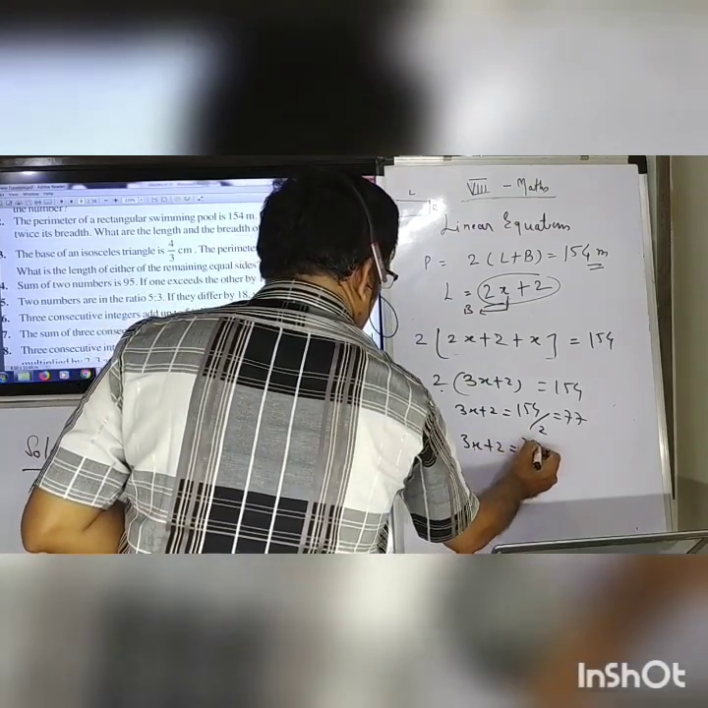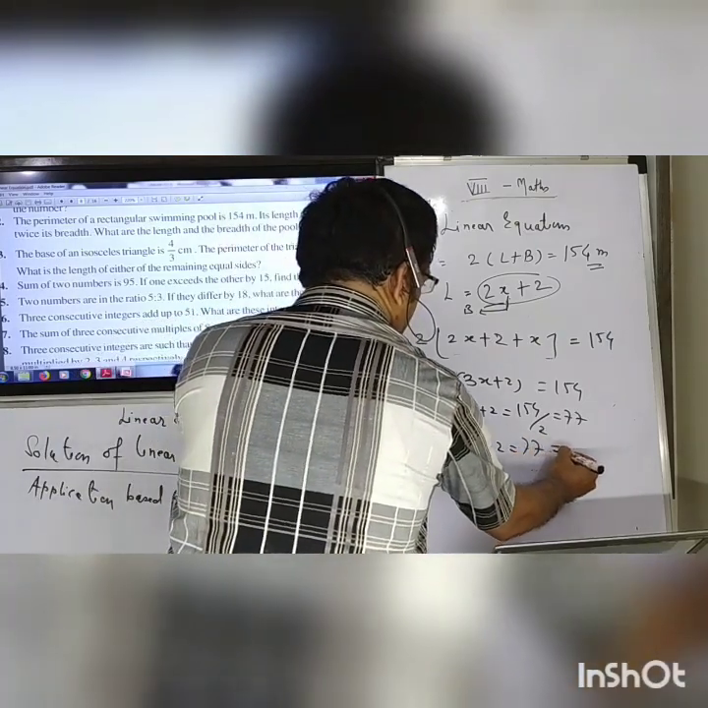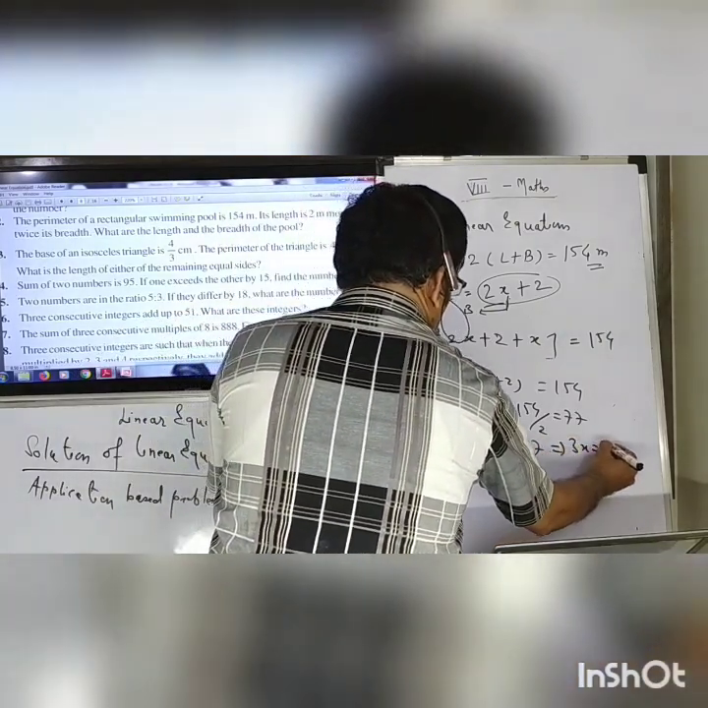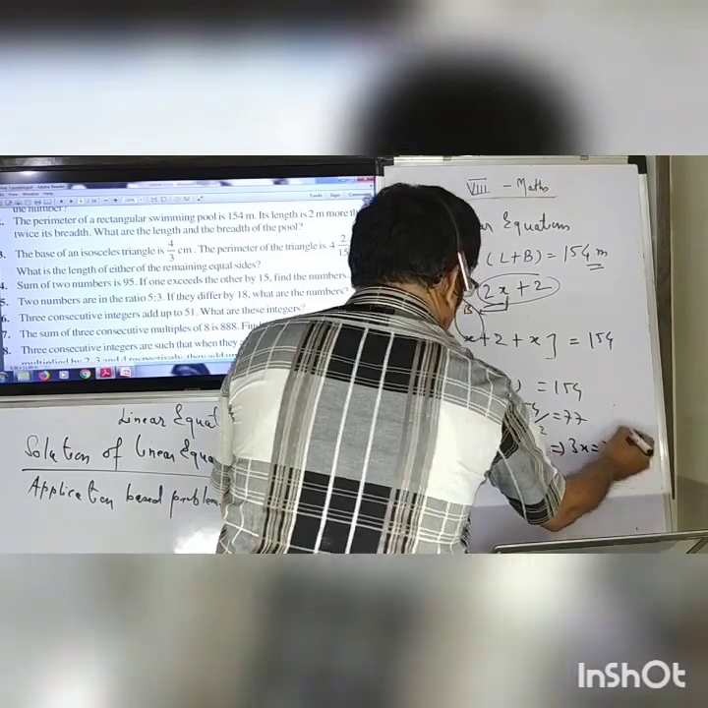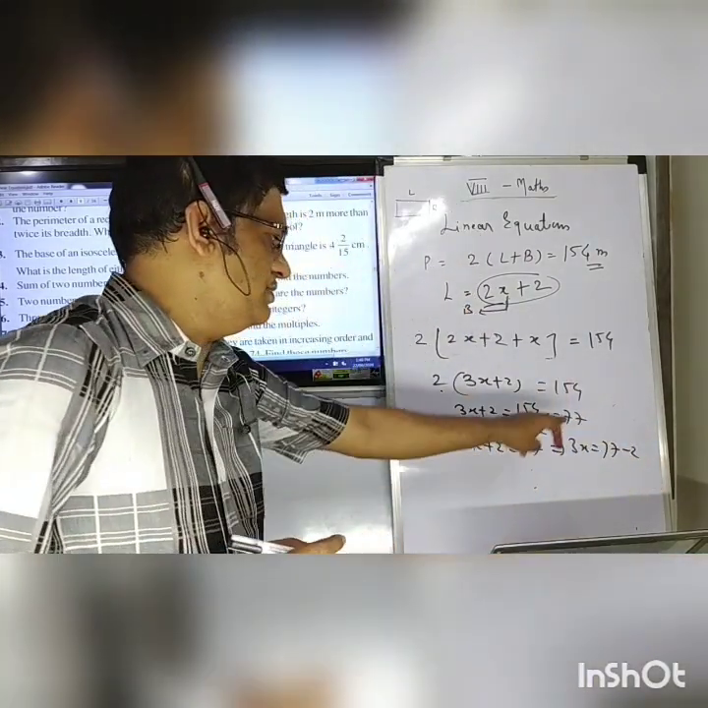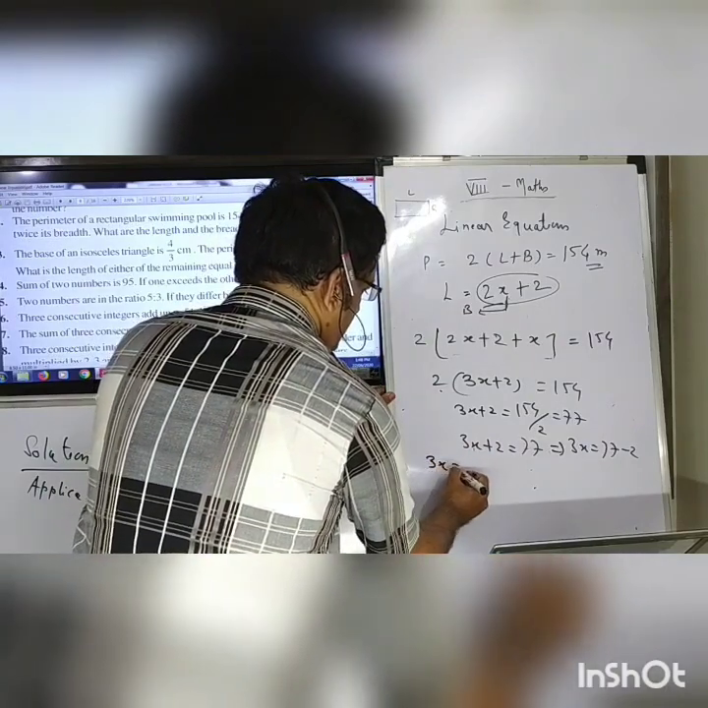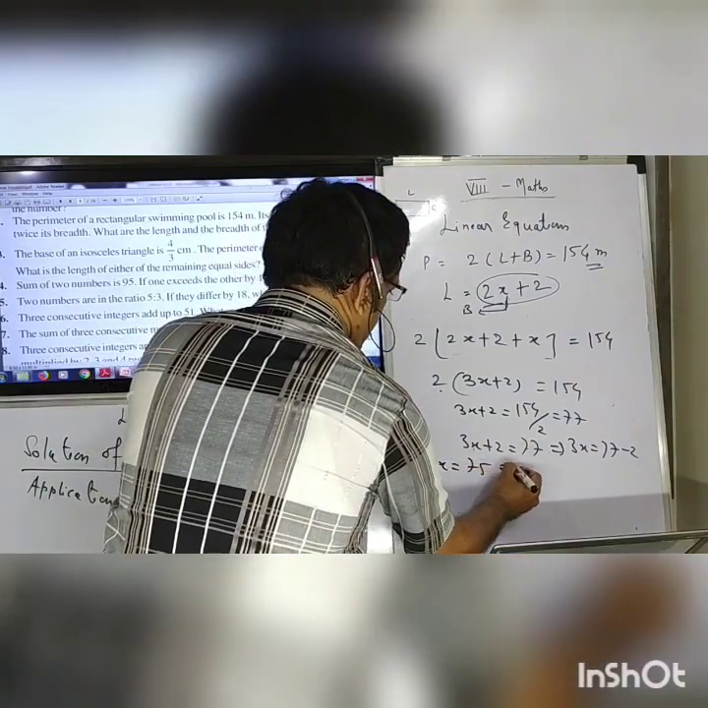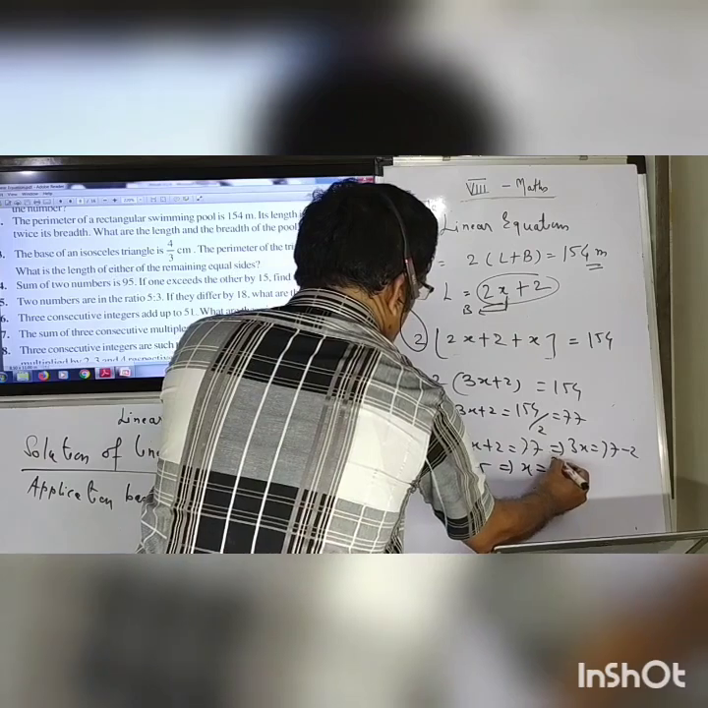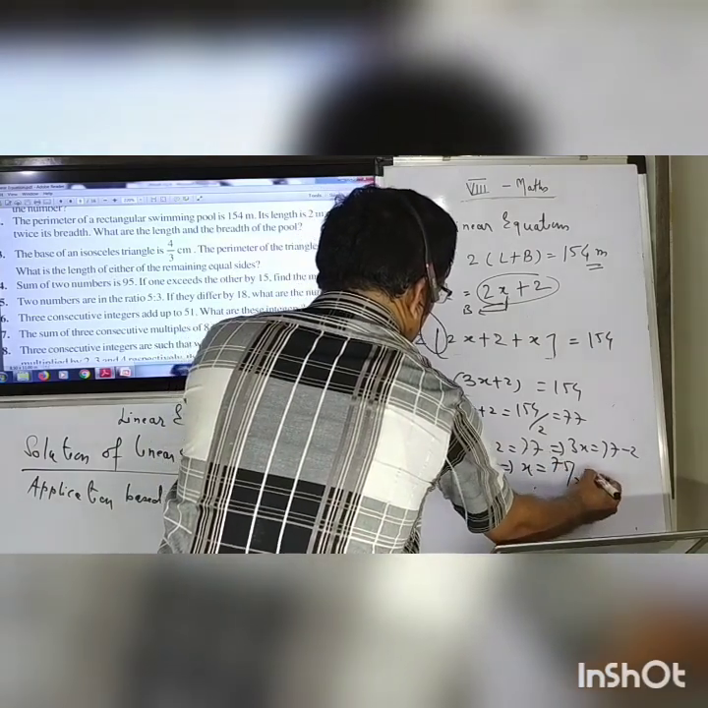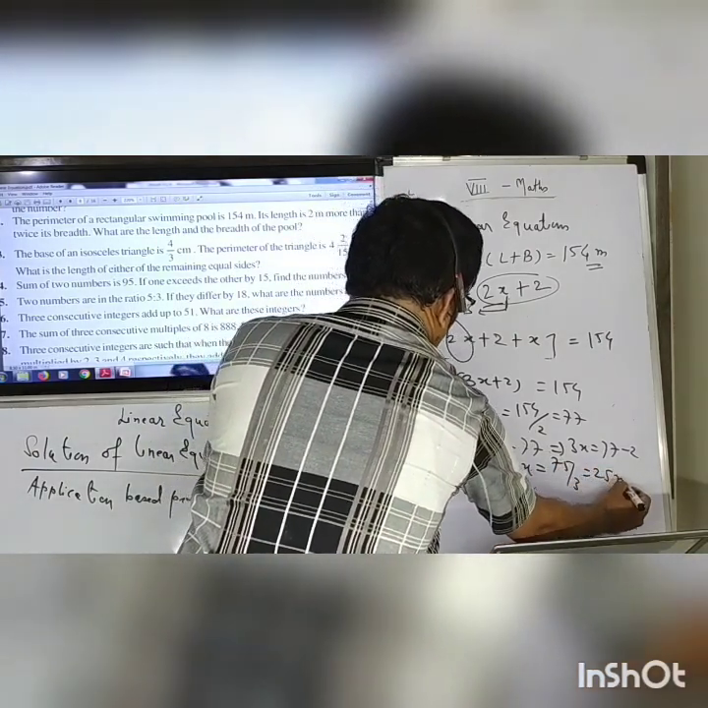And therefore 3x plus 2 equal to 77 implies 3x equal to 77 minus 2. So this 2 changes side. So sign change means 3x equal to 75. It implies x equal to 75 divided by 3, that is equal to 25 meter.